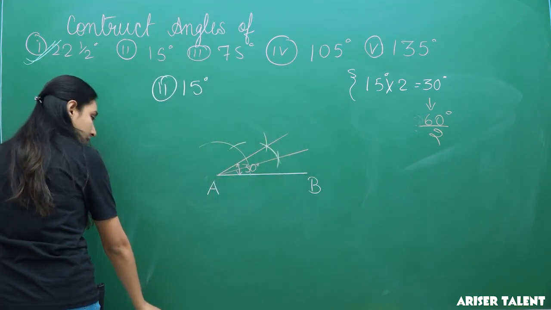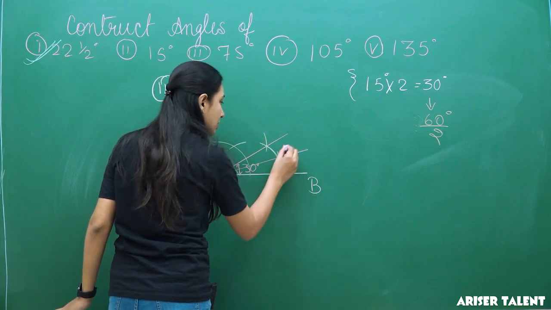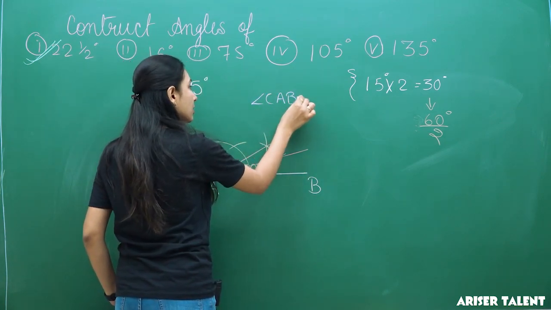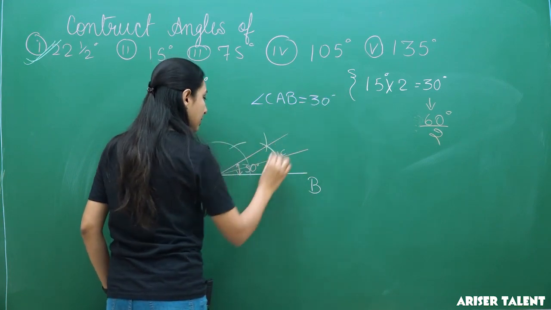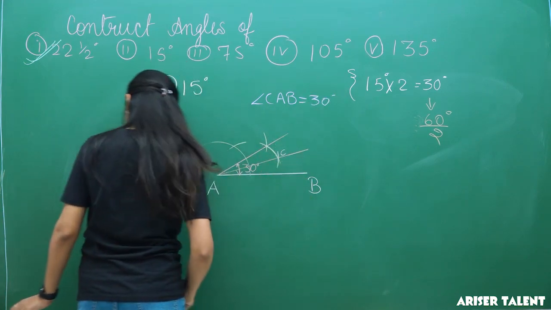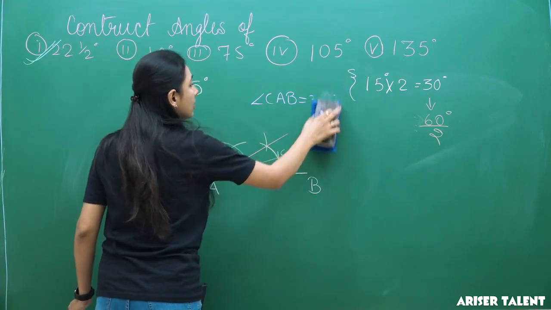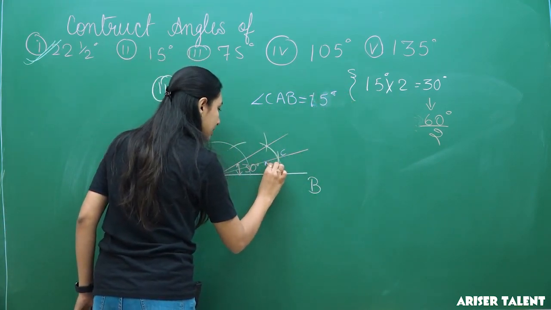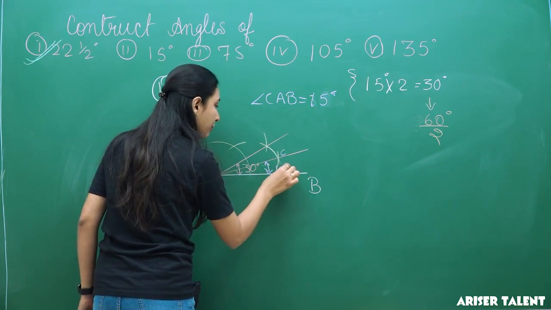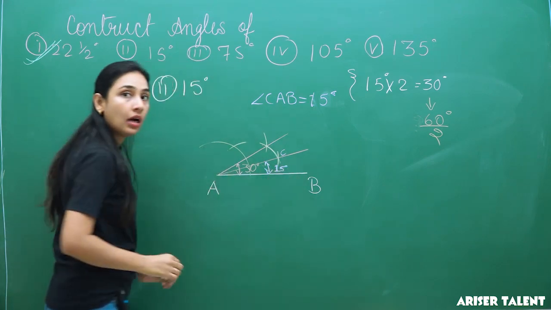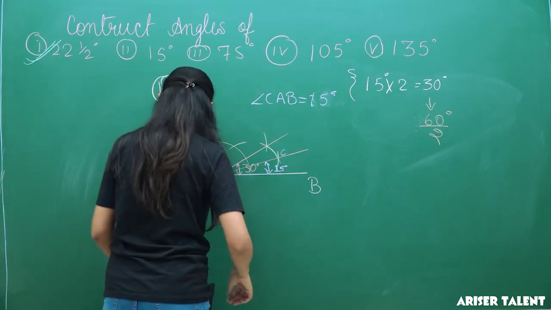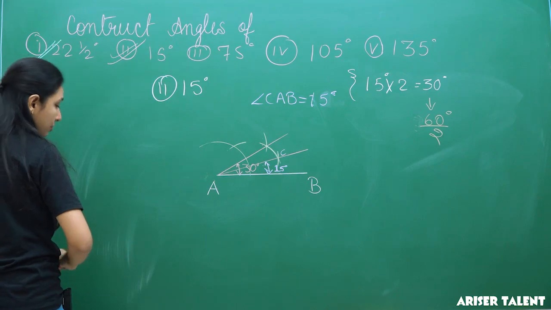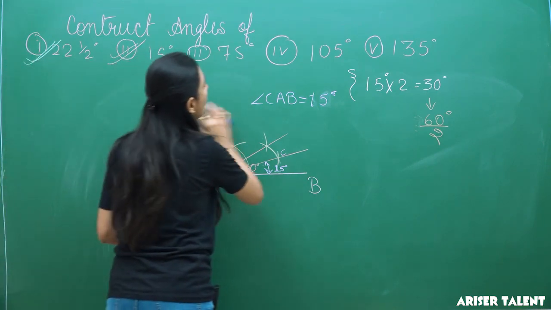Right. Now let's suppose this is point C, then this angle CAB is equals to 30 degree. Not 30 degree, 15 degree. This angle is equals to 15 degree. Understood this one? Okay. So we are done with this 15 degree also. Okay, let's move forward with the next.